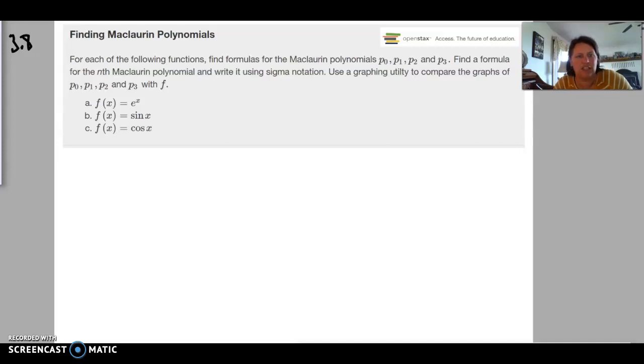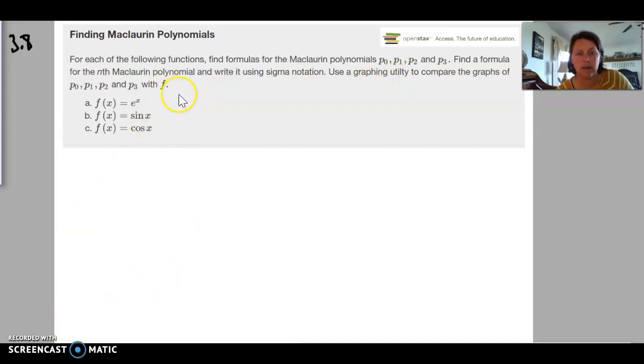Okay, we're back with section 3.8. Now we did the f of x equals e to the x equation already. Let's go ahead and look at f of x equals sine x, except this time, that's all I'm going to do. I'm not going to do the cosine x because they're very similar, so you can do the cosine x on your own. And you also have some problems to look at in your homework assignment.